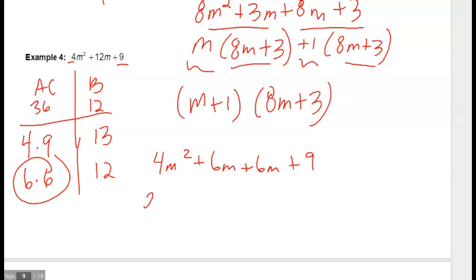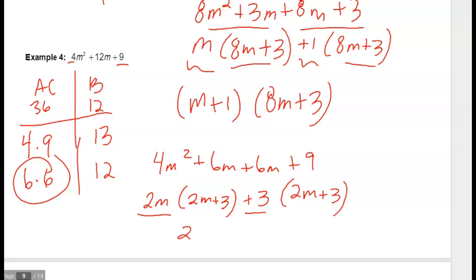I can factor out a 2 from the first group because 4 does not go into 6, so I have to break that 4 down. I can also factor out an m. That leaves me with 2m plus 3. What can I factor out of the second group? I can factor a 3 out. What's that leave me? 2m plus 3 after I divide. So group these together. 2m plus 3. And this is one of our doubles or special cases from earlier in the chapter.